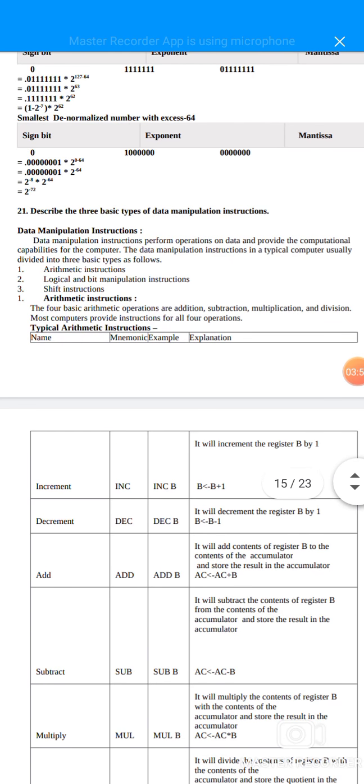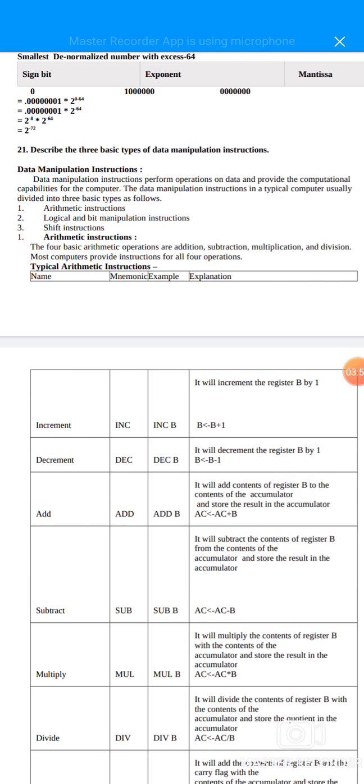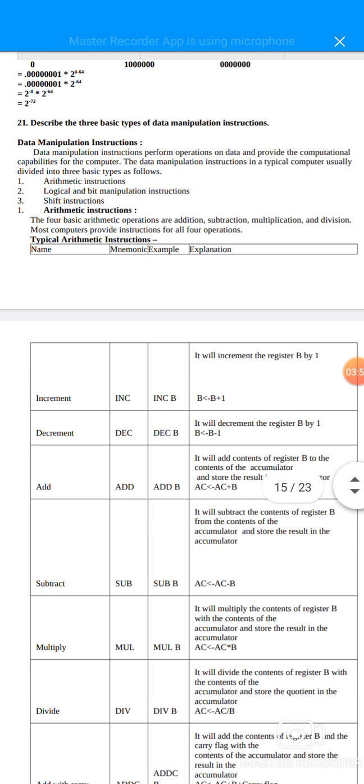Twenty-first question. Describe the three basic types of data manipulation instructions. Data manipulation instructions perform operations on data and provide the computational capabilities for the computer. The data manipulation instructions in a typical computer are usually divided into three basic types as follows: one is arithmetic instructions, second is logical and bit manipulation instructions, third is shift instructions.